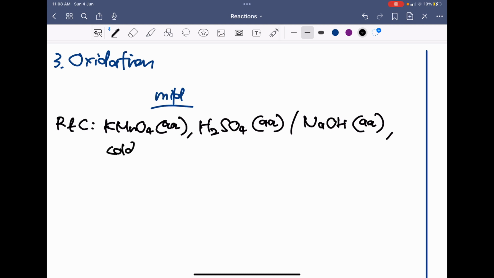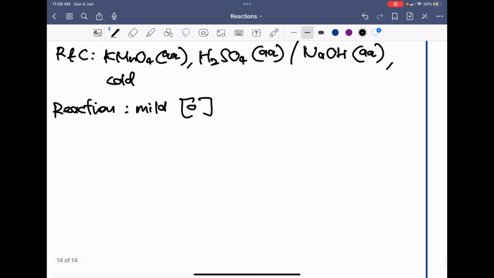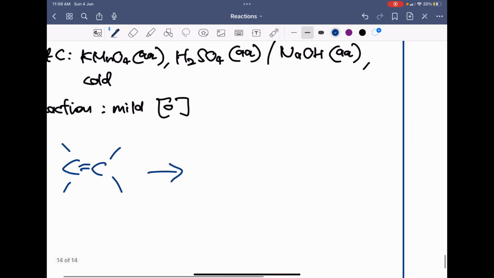Cold. Then the reaction is just mild oxidation. And so how this works, it's just that you have a C=C bond, right? And your product is one where you just add OH to it. So OH and OH.